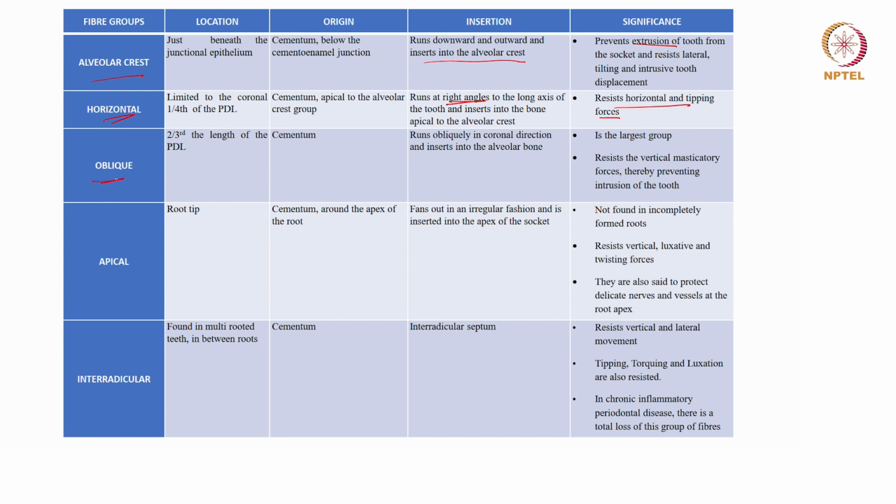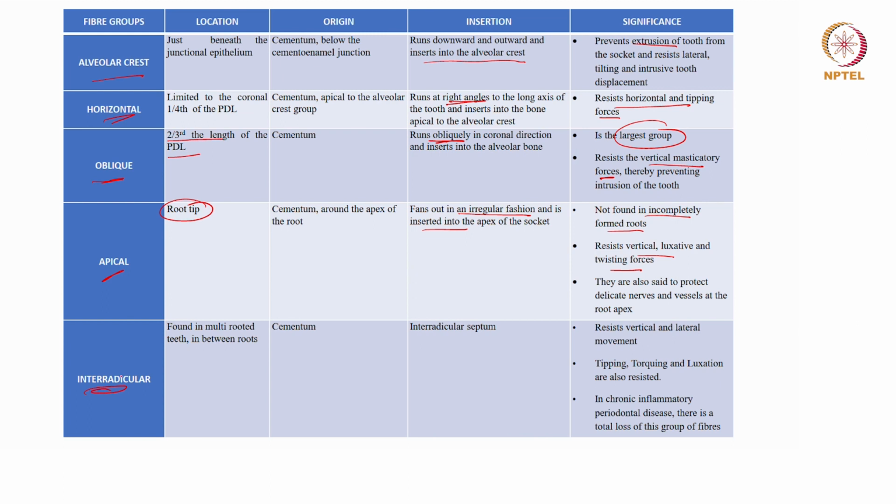Then comes the oblique. Oblique is the most numerous fiber, covering two-thirds of the length of the tooth, and it runs in an oblique direction. It is the largest group, and it resists the vertical masticatory forces, thereby preventing intrusion of the tooth. Then comes the apical, which is present at the root tip, and it fans out in an irregular fashion and is inserted into the apex of the socket. It is not found in incompletely formed roots and it resists vertical, luxative and twisting forces.